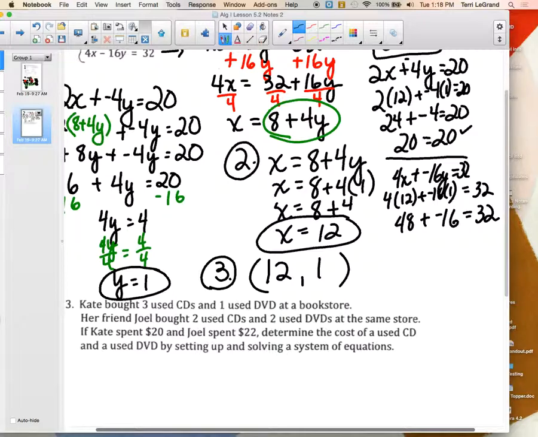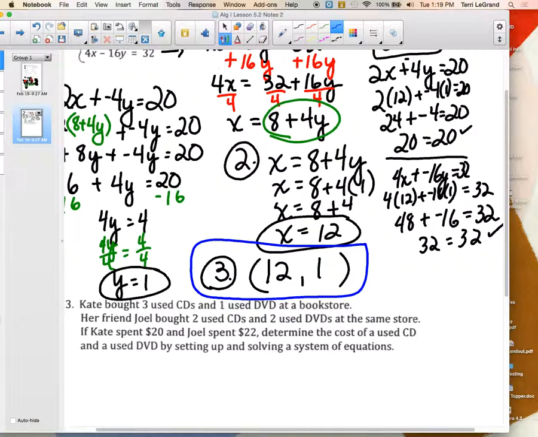$48, you give 16 of it away. How much money do you have left? 32. $32. 32 equals 32. It legitimately checks out. So we are feeling good about our solution of 12, 1. Ordered pair, 12, 1.